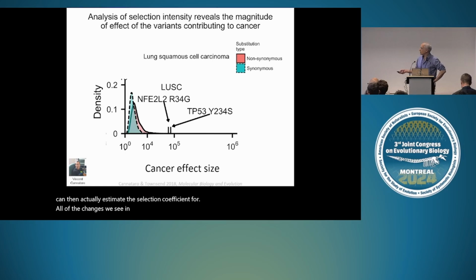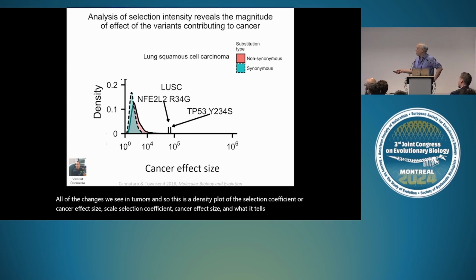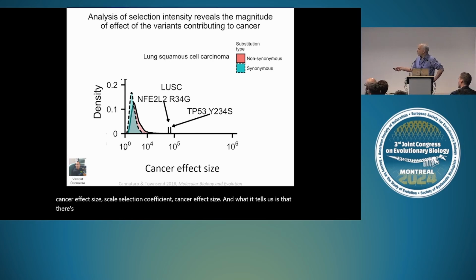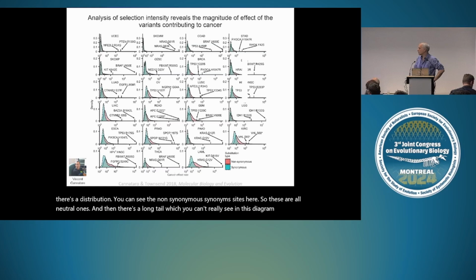And so this is a density plot of the selection coefficient, or cancer effect size, scaled selection coefficient, cancer effect size. And what it tells us is that there's a distribution. You can see the non-synonymous and synonymous sites here. So these are all neutral ones. And then there's a long tail, which you can't really see in this diagram, of highly selected changes. And we can do this for all the different cancer types.